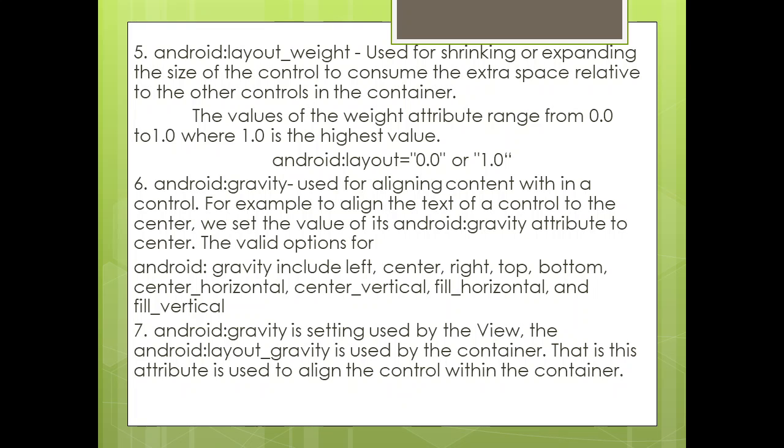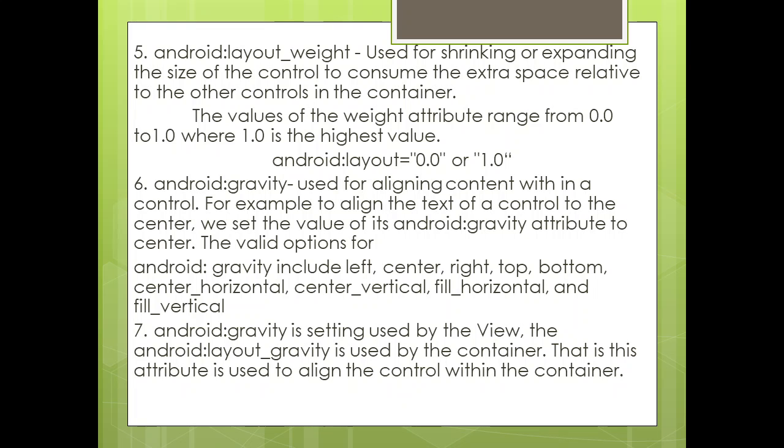Next we are moving with the Android gravity. This Android gravity is used for aligning the contents within the control. For example, we can align the text of a control to the center, or set the Android gravity attribute to the center of the control. The valid values include left, center, right, top, bottom, center horizontal, center vertical, fill horizontal, or fill vertical. All these attributes lie in the Android gravity.